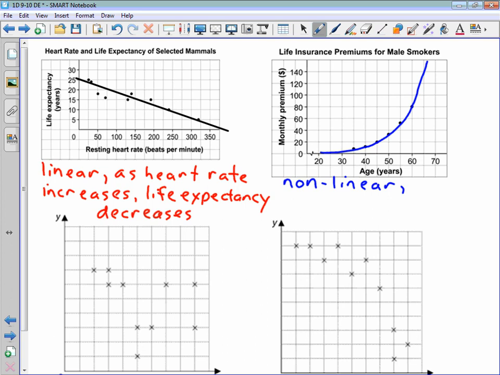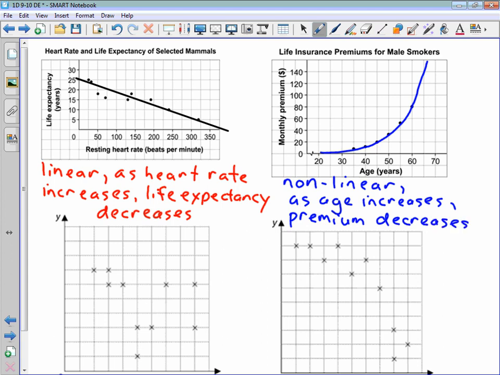And how else could we describe it? Well, we could say as age increases, what's happening? The monthly premium is decreasing. I'll just say premium because I'm running out of space here. Premium decreases.